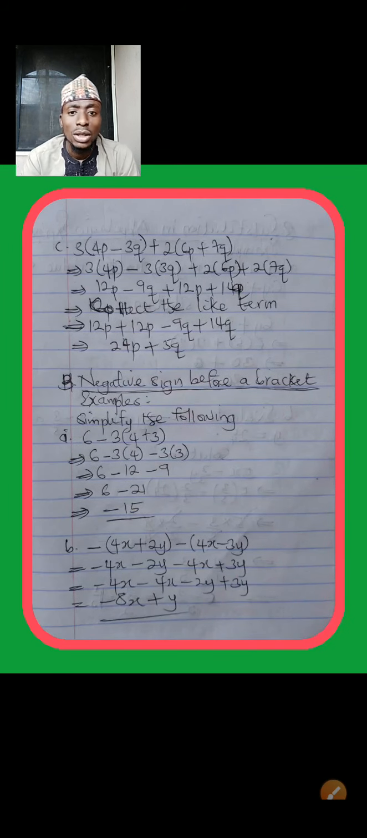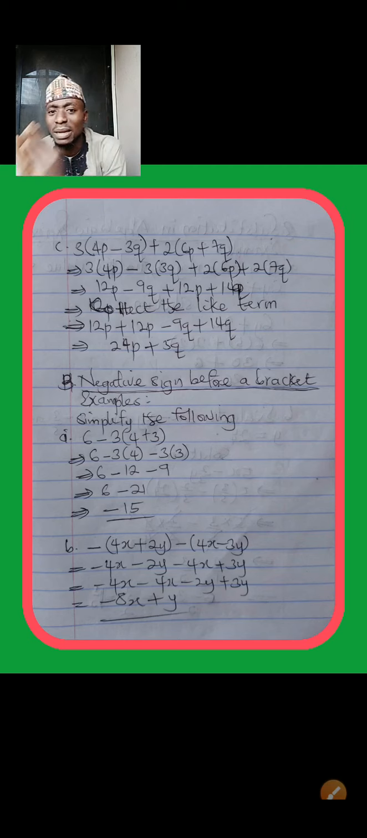The third one is 3 into bracket 4p minus q plus 2 into bracket 6p plus 7q. Use that 3 to open and use plus 2 to open the second bracket. So how will you do that? Just use, like I told you, you use 4p to multiply 3, you use minus 3q to multiply 3. You carry each number with its sign. Is that clear? So that is why I taught you how to multiply signs before we enter this question.